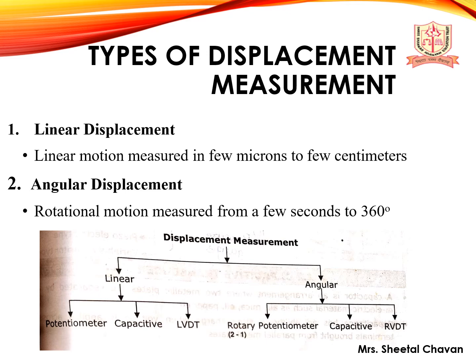Linear is nothing but linear motion measured in a few microns to a few centimeters, which means it is a horizontal distance, whereas angular displacement is rotational motion measured from a few seconds to degrees, that is 360 degrees. In linear measurement there are three types: the linear potentiometer, capacitive, and the LVDT, linear variable differential transformer. Whereas in angular measurement there are the rotary potentiometer, capacitive, and the RVDT, rotary variable differential transformer.